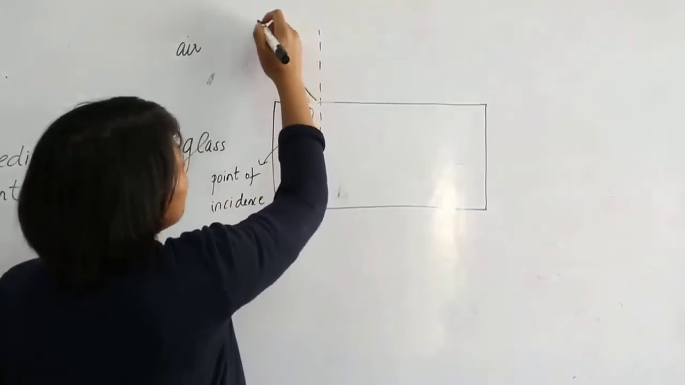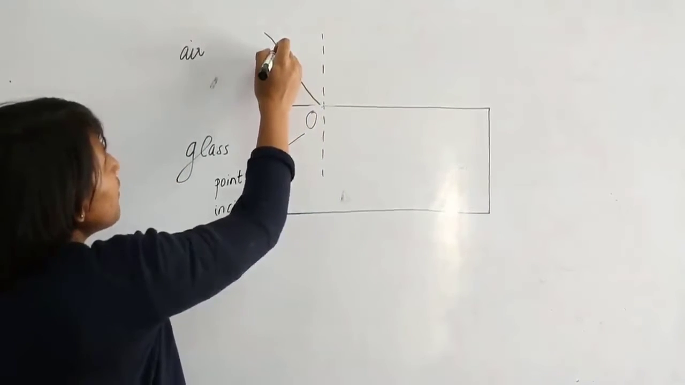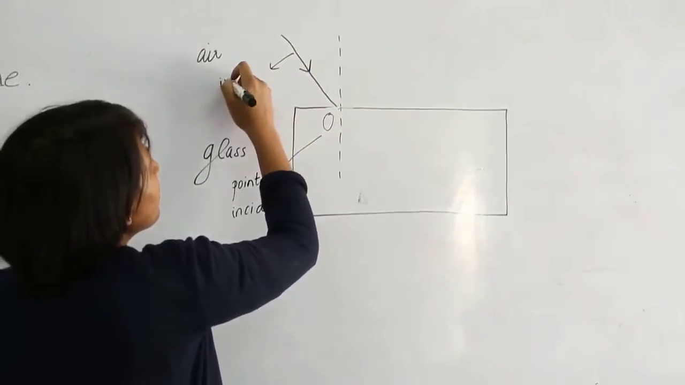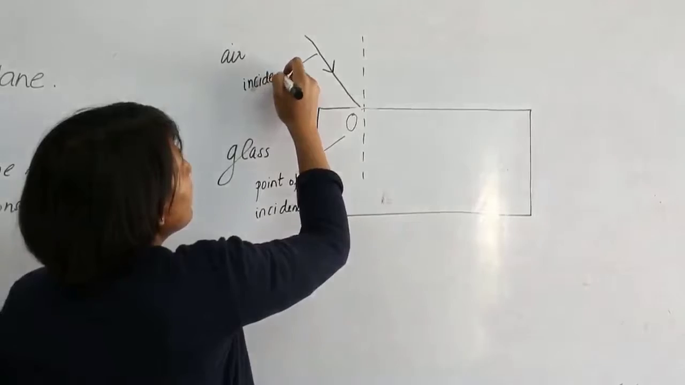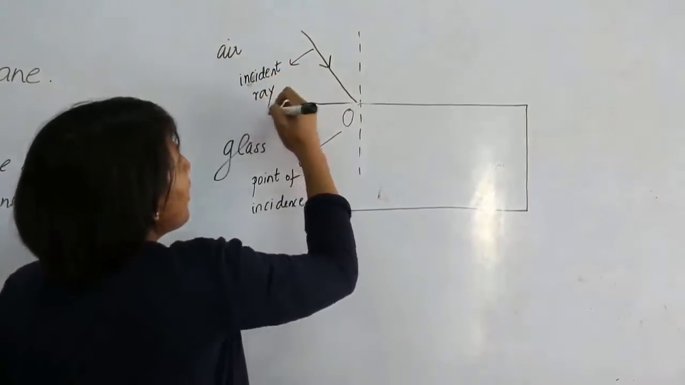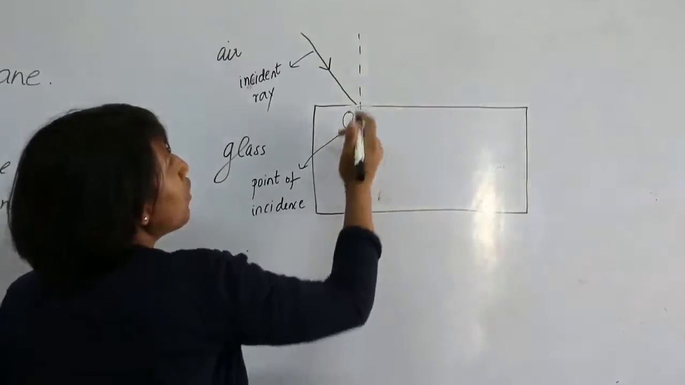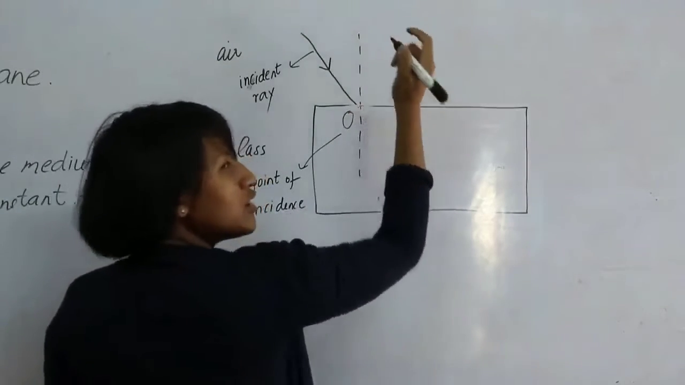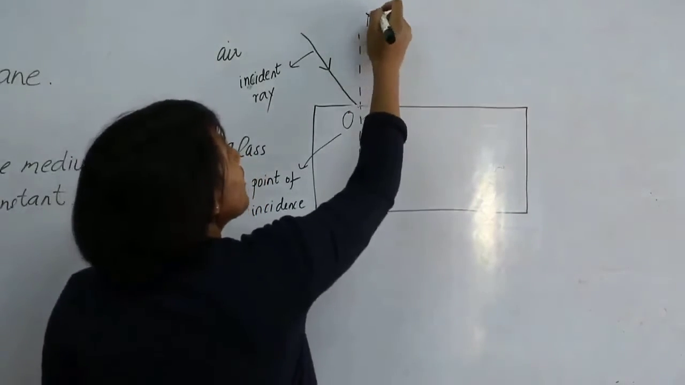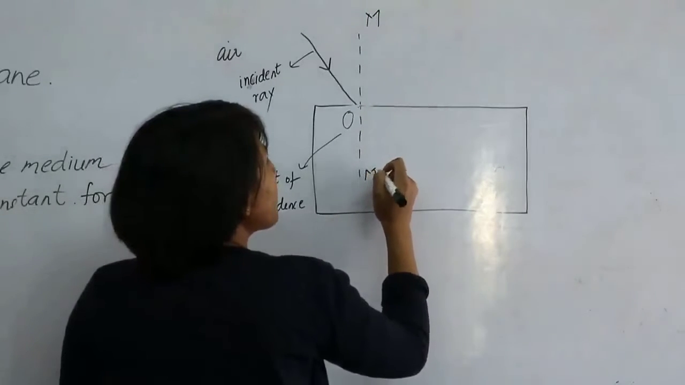This ray of light which is traveling through air is called the incident ray. Then a normal is drawn at the point of incidence O, and it is called the normal, which we'll denote by MM prime.